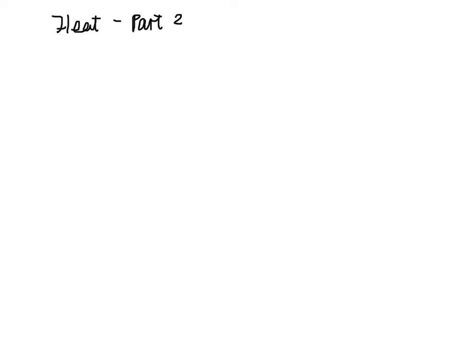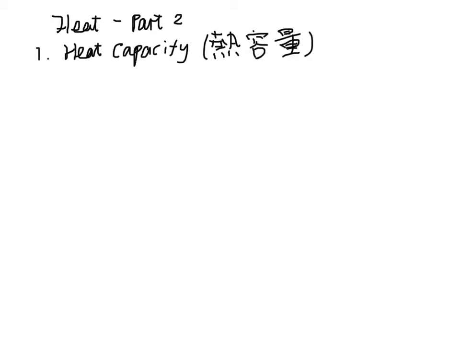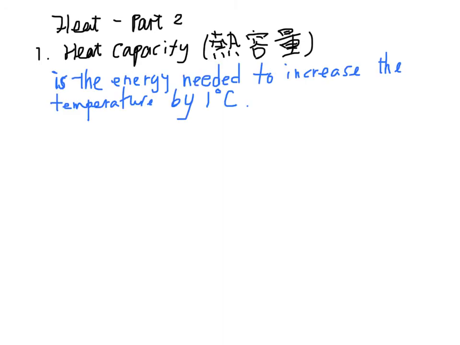Now we are going to study heat part 2. First, let's look at the definition of heat capacity, 熱容量. Heat capacity of a body is the energy needed to increase the temperature of it by 1 degree Celsius.